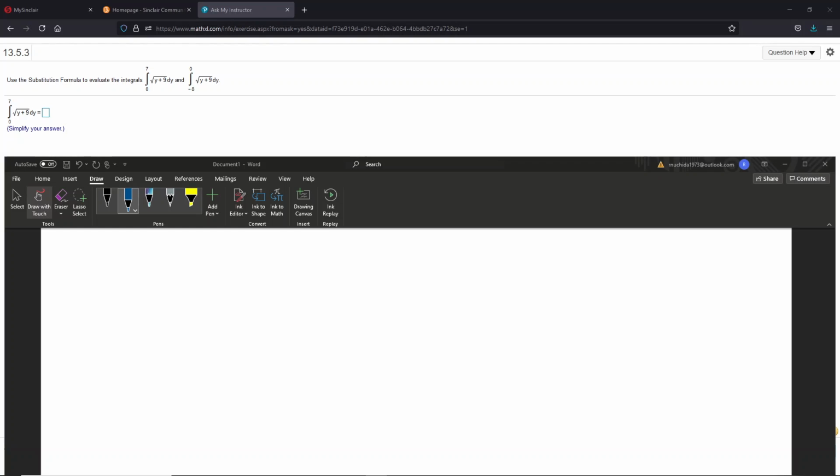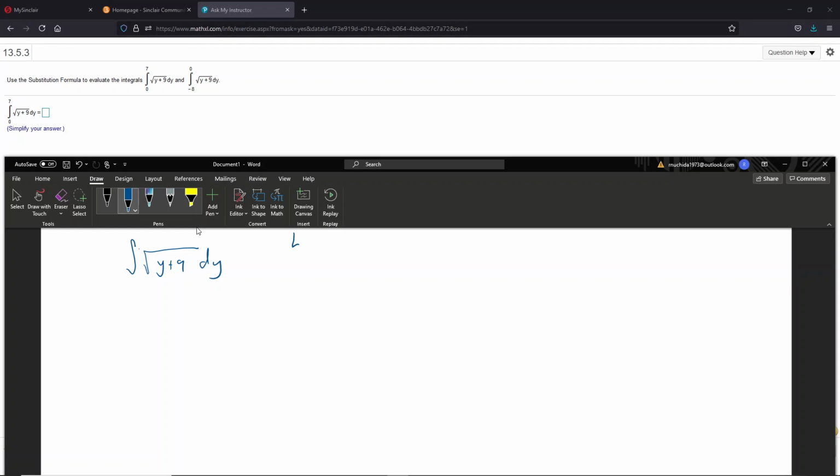I'm going to show you two ways to think about it. They both end up being the same thing in the end, but it's just two different ways to come at doing definite integrals when you have to use the substitution method. So one way to think about it is, let's first think about just the indefinite integral of the square root of y plus 9 dy.